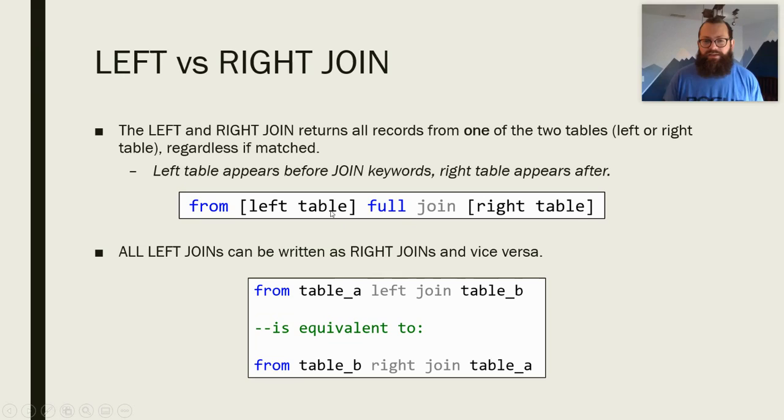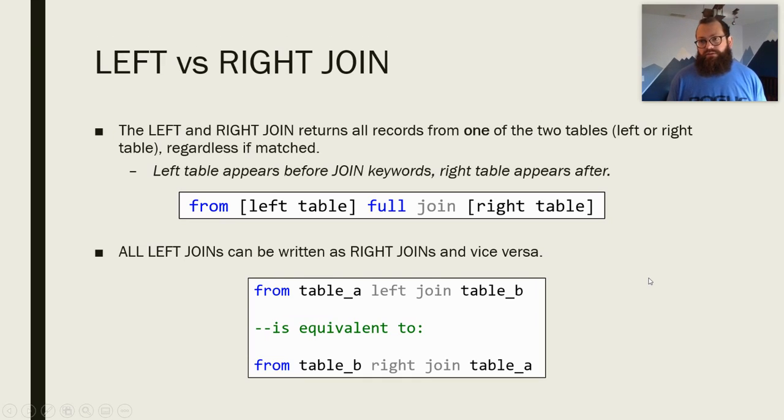Okay, so if I was looking at this, I can see left table is on my left, right table is on my right. And so that's important to remember when we actually go to using a left or a right join. A left join is going to return all records from the left table, regardless if there's a match in the right table. And the opposite is true of a right join. It will return all records from the right table, regardless if there's a match in the left table.